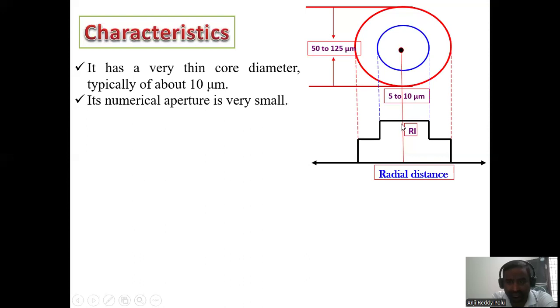Okay, this is the optical fiber axis. From here, we are moving towards the core cladding boundary. The refractive index of core is uniform up to entire core. And when we are moving from core to cladding, the refractive index changes suddenly.